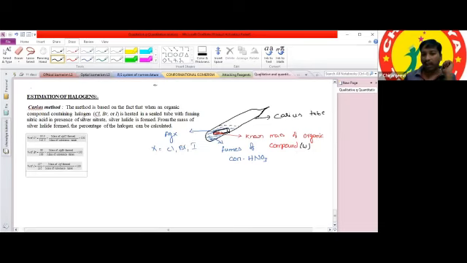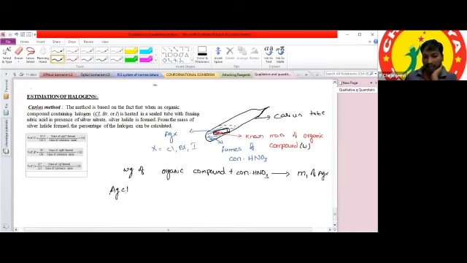W grams of the organic compound is heated with concentrated nitric acid to form M1 grams of silver halide. For example, now my question is estimation of chlorine. Estimation of chlorine means the percentage of chlorine. In this one, AgCl.